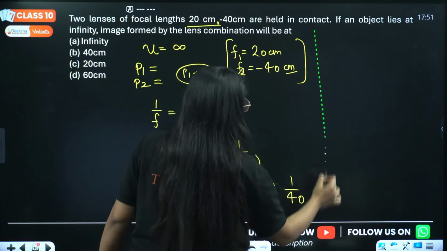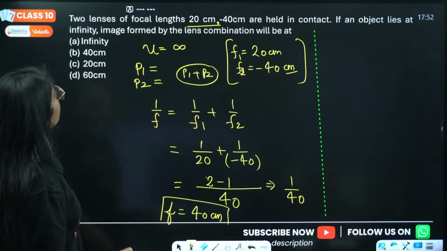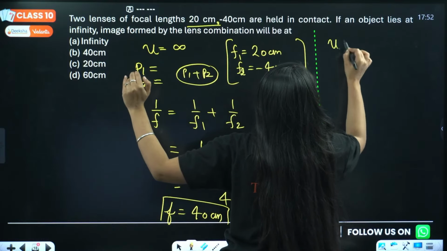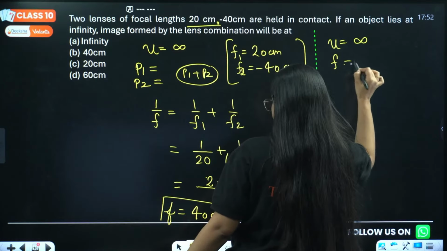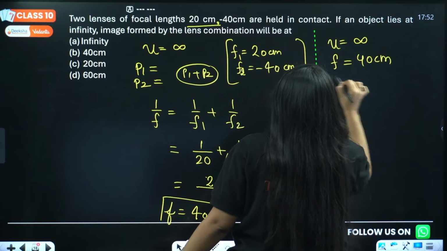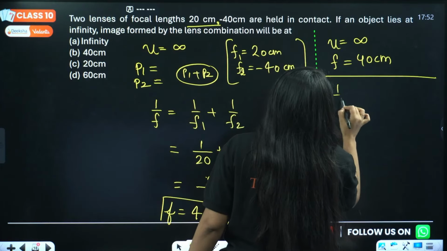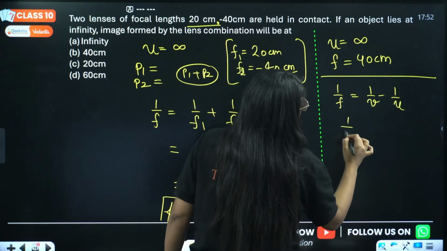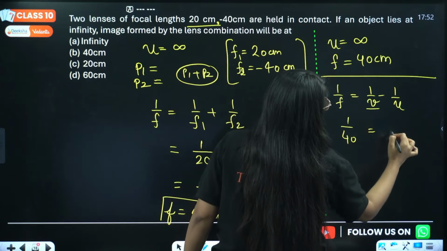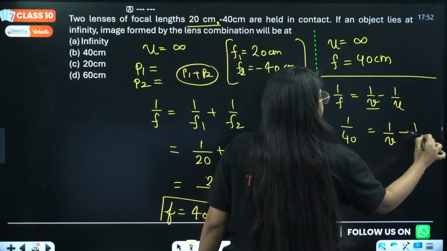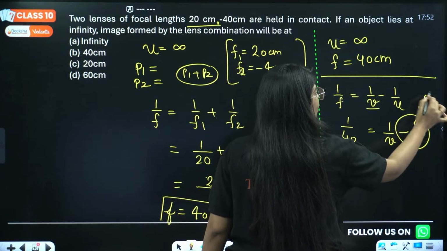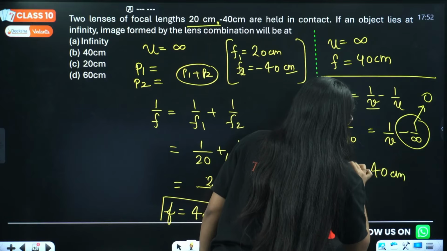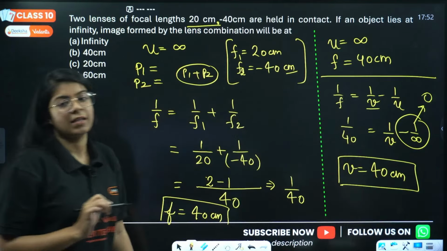Now the next question they are asking is, what if an object lies at infinity? That means u is infinity, and focal length is given to us, that is 40 centimeter. So I can use the lens formula, 1 by f equals 1 by v minus 1 by u. 1 by v we have to find, and 1 by u is just 1 by infinity, so this will be 0, correct? So v is 40 centimeter. This is my final answer.